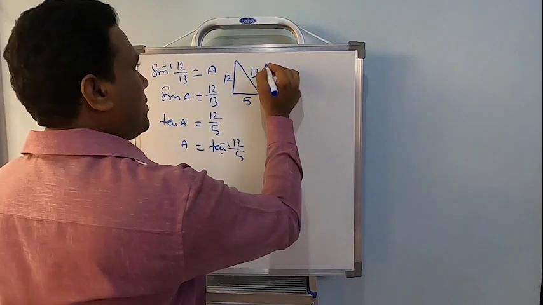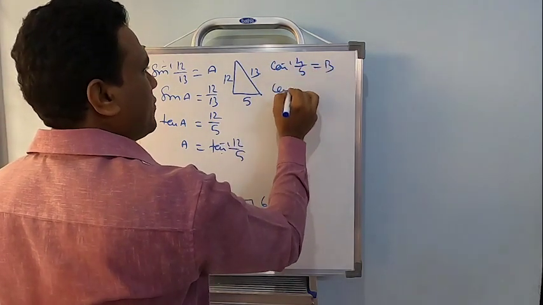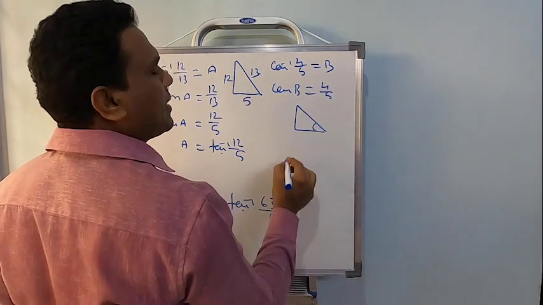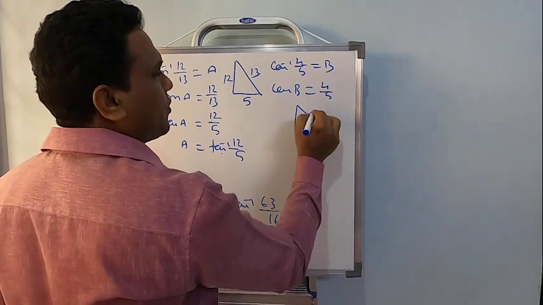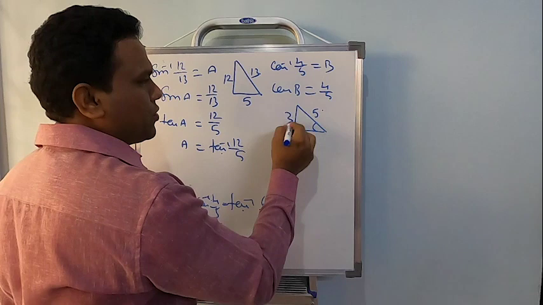So what's my second term? My second term is cos inverse 4 by 5 is equal to B. Therefore cos B equal to 4 by 5. Once again complete the triangle. So on completing the triangle, this will be 4, 5. So how much is that going to be? 25 minus 16. So this will be 3.